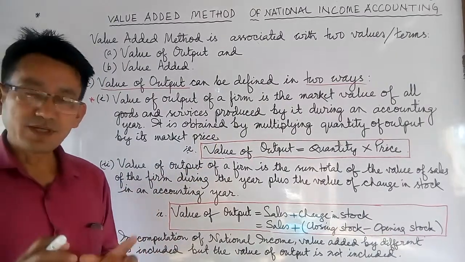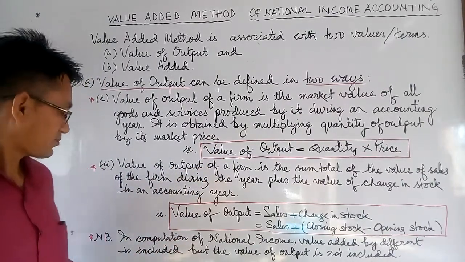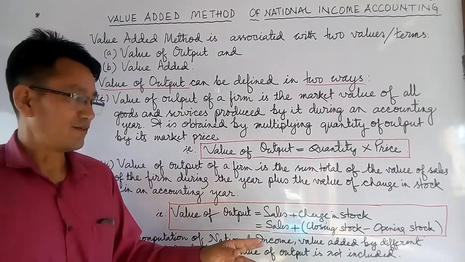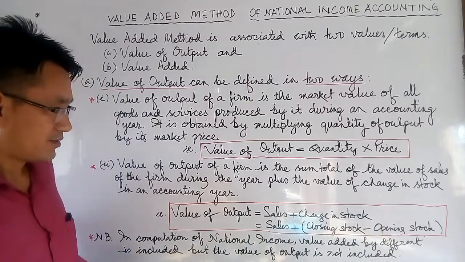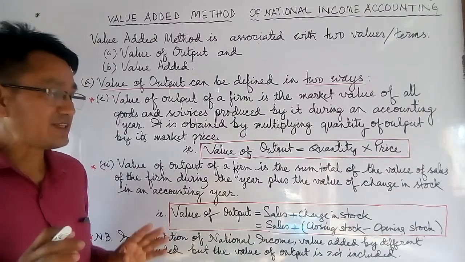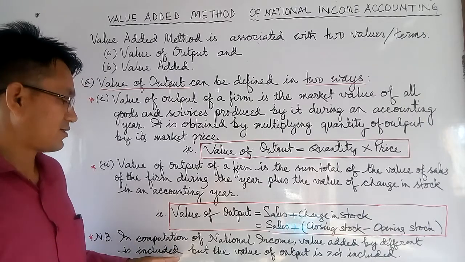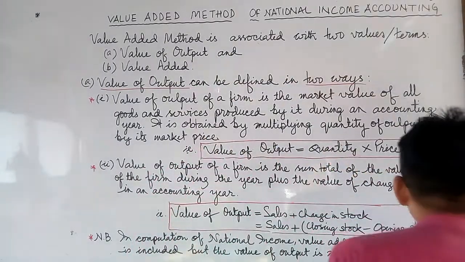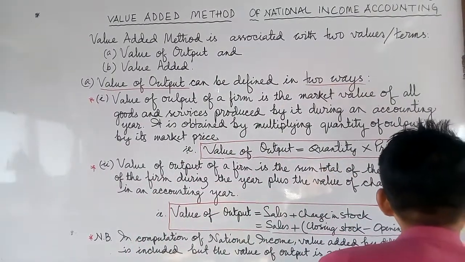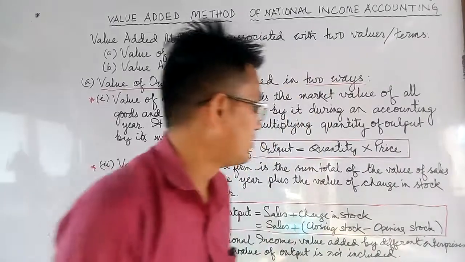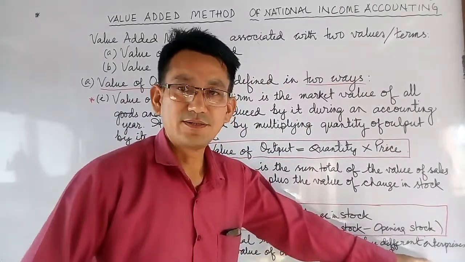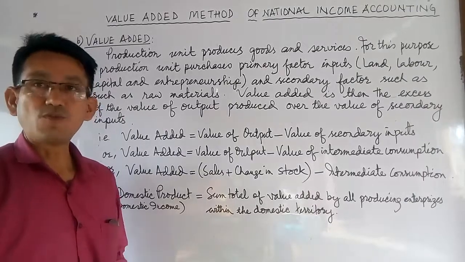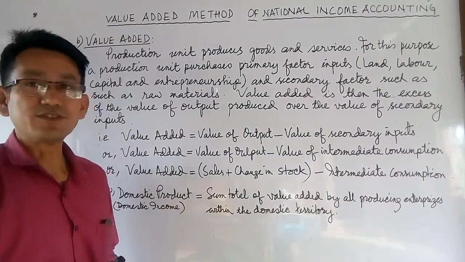And we have to keep in our mind that in computation of national income, value added by different enterprises is included, but the value of output is not included. So we have to keep in our mind, by different enterprises. After we have understood the value of output, now let us see what is value added.